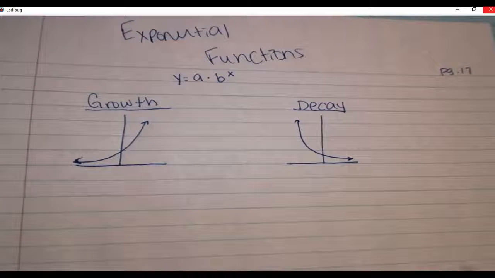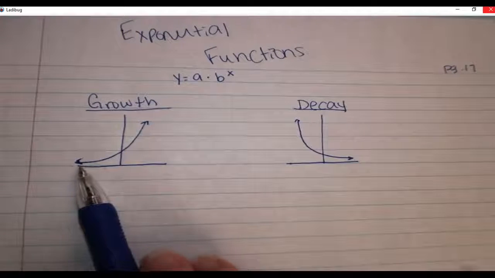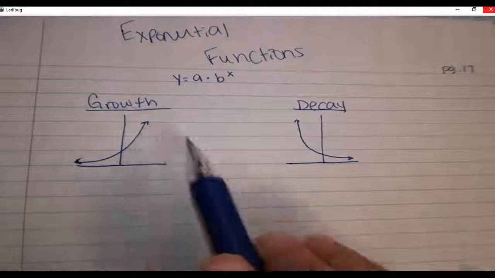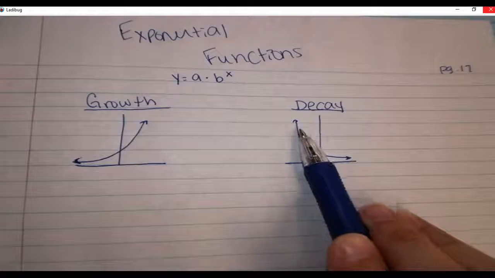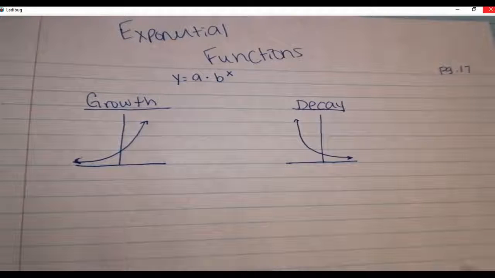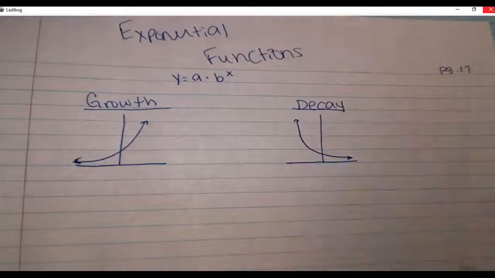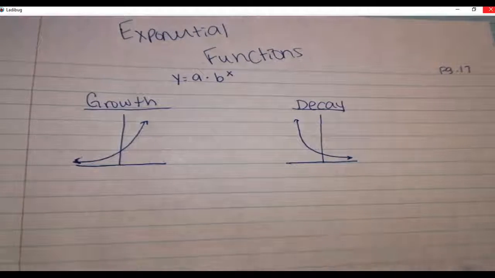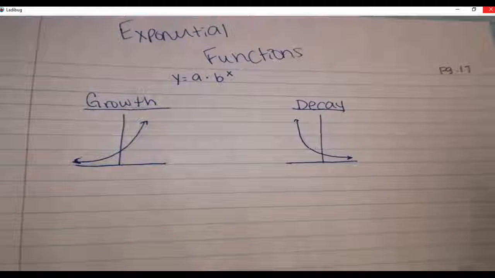So you read a graph, hopefully you remember, left to right. So if we read our growth, we're starting low, and we're growing and growing and growing. And then decay, we're starting high, we're decaying, we're decaying. So if you look at these, when we talked about domain and range, we just assumed that the arrows meant they went forever in both directions.